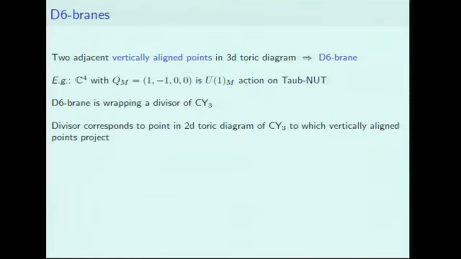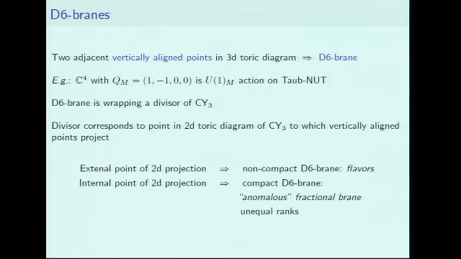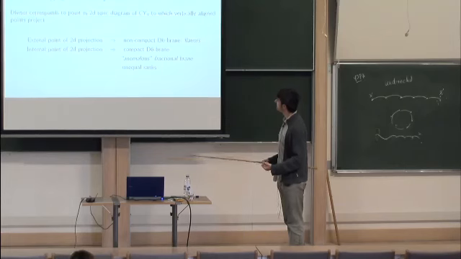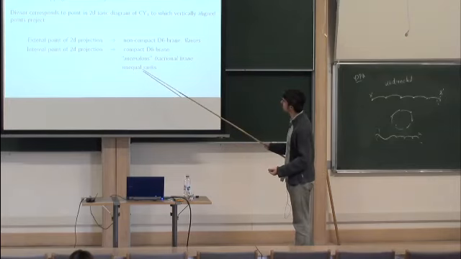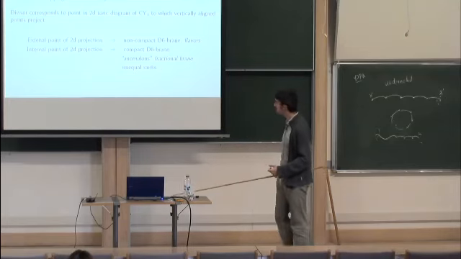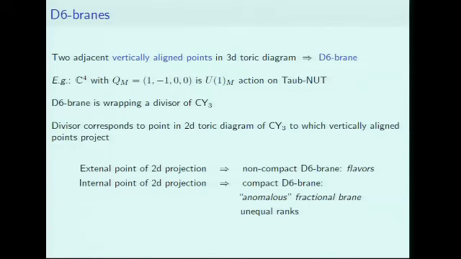Now, there are two situations that can happen. One is that this point to which the vertically aligned points project is an external point of the two-dimensional toric diagram. In this case, the D6 branes wrap a non-compact divisor, and they give rise to some flavors in the quiver. The other case that can happen is that this is actually an internal point, and so the D6 branes are wrapping a compact divisor, and so they give rise to what is called anomalous fractional branes, and they correspond to having unequal ranks in the quiver.